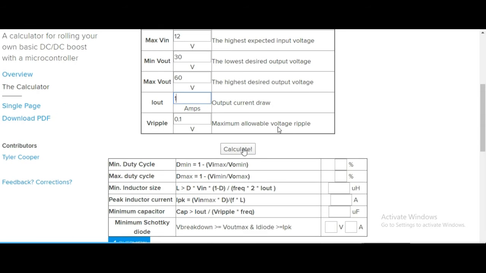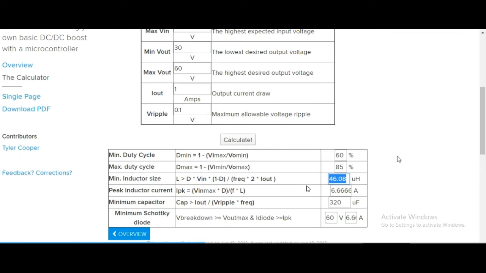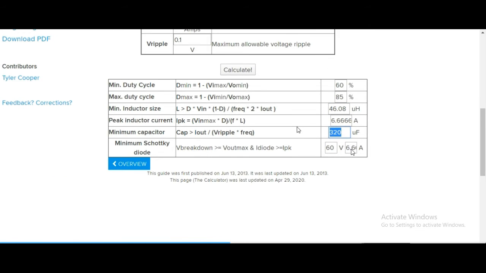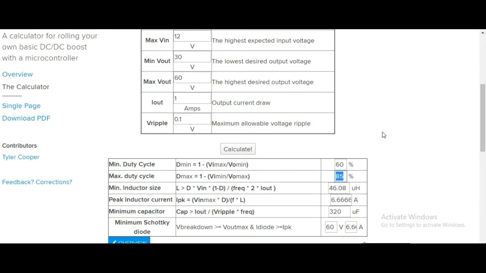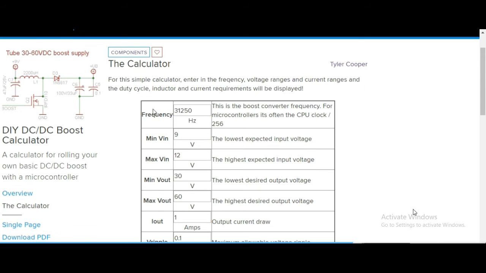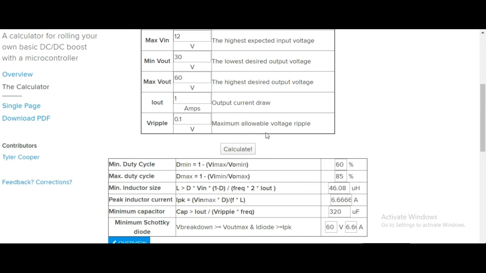This is one of the websites to design a boost converter with our own specification. Here we can fix the input voltage and output current values. The other values such as duty cycle, inductor and capacitor values are calculated automatically. Based on these calculated values, I am going to simulate the boost converter circuit in MATLAB.